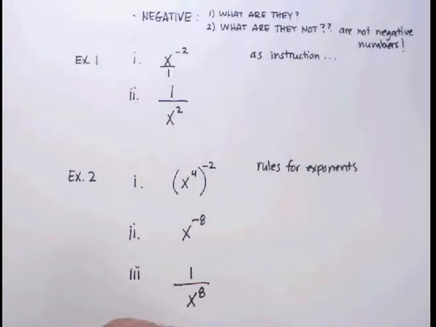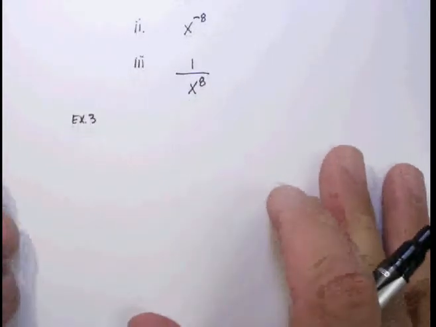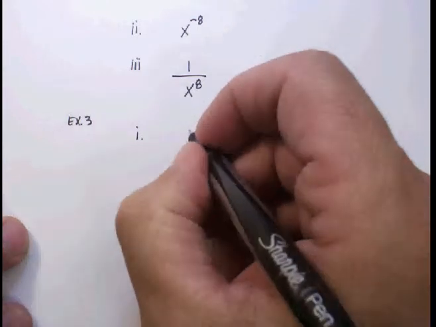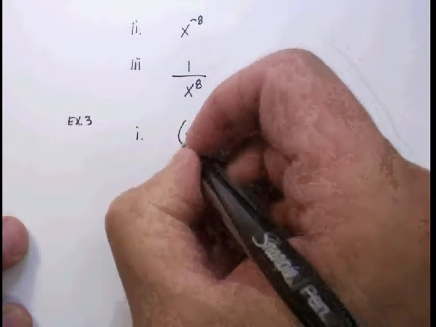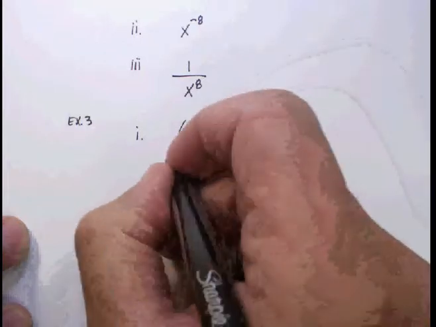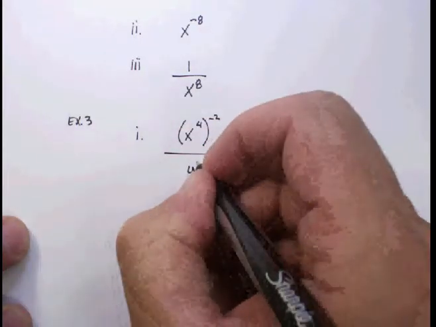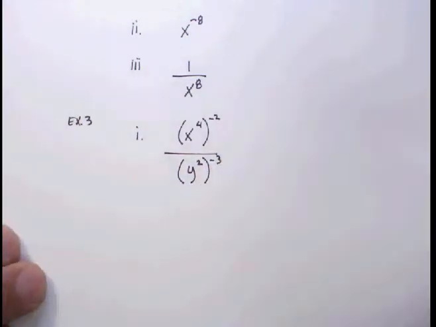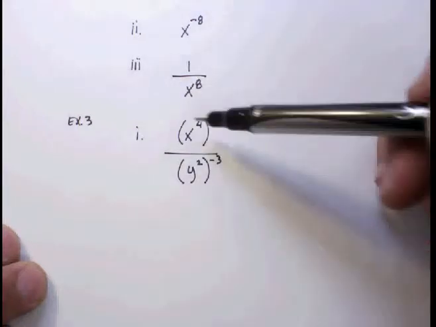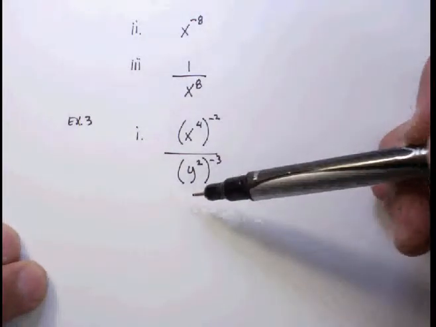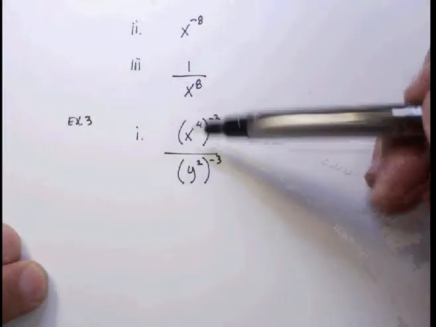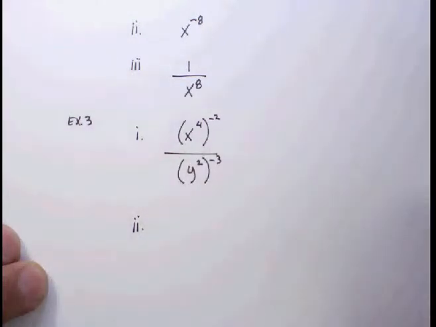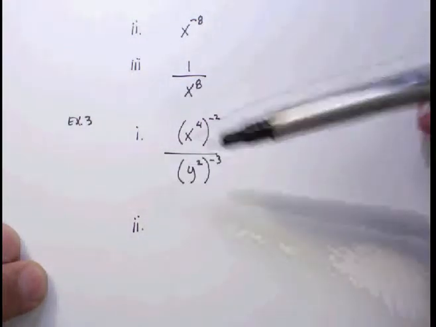Let's try another example. We'll call this example 3. Let's say I have x to the 4th to the negative 2 divided by y to the 2nd to the negative 3. Looks like we're getting a little more complicated, though remember that difficult problems are just simple problems stacked together, and you just do the individual simple problems first. So I'm going to follow PEMDAS to guide me through this problem.